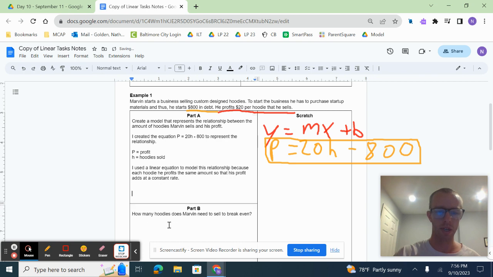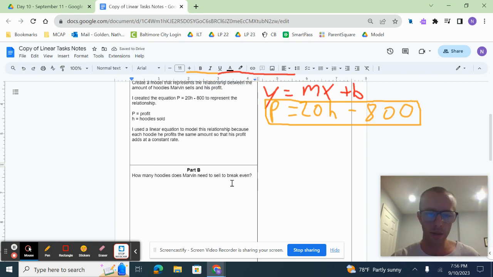All right, let me put some space here. All right, now let's look at part B. How many hoodies does Marvin need to sell to break even? Again, sometimes you need to have some real world vocabulary here. If you're going to start a business, calculating your break even point is really important. Break even point is when your profit is zero.